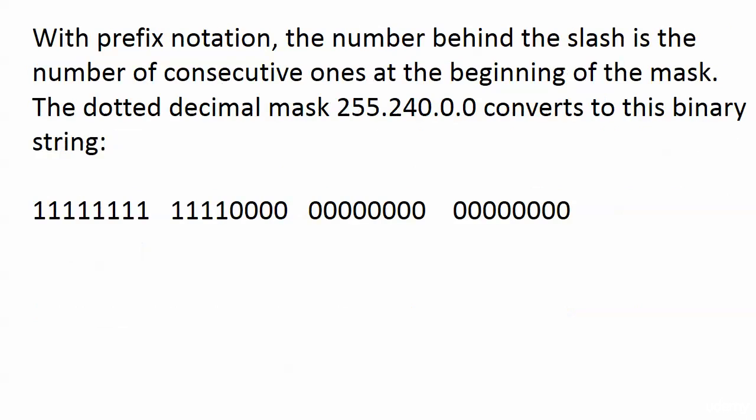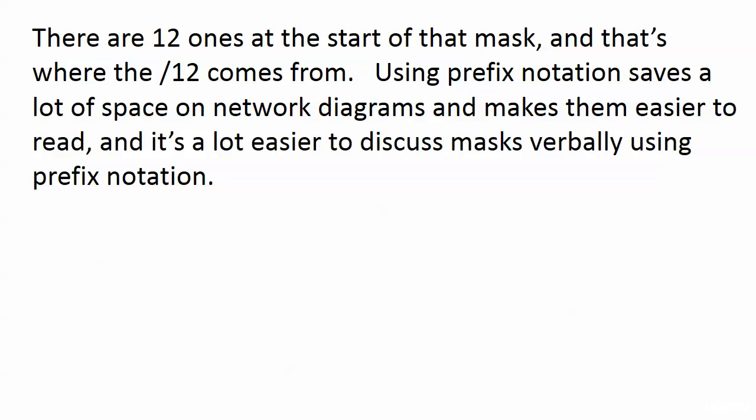You should know that the /12 is prefix notation. And let me show you exactly how we arrive at that, because with prefix notation, the number behind the slash is the number of consecutive ones at the beginning of the mask. That's all it is. The dotted decimal mask, 255.240.0.0, converts to the binary string in front of you now. And you can see it's 12 ones at the beginning, and then everything else is a 0. That's where the /12 comes in.